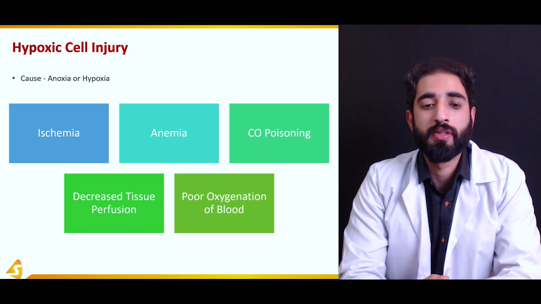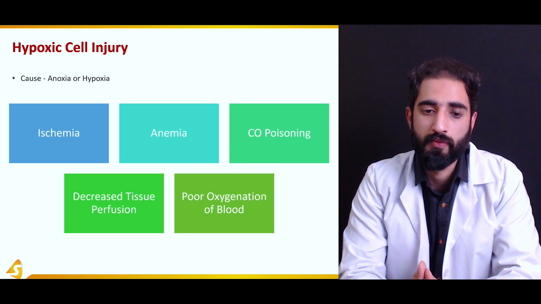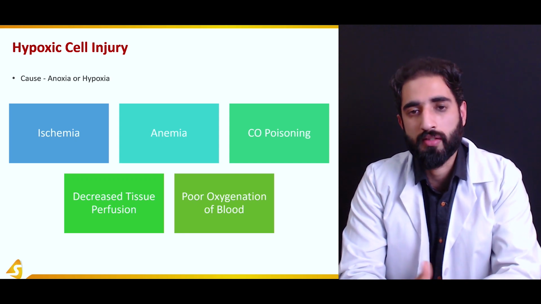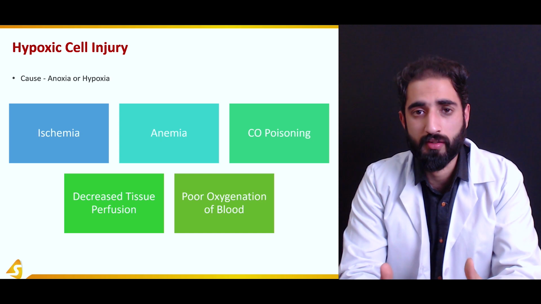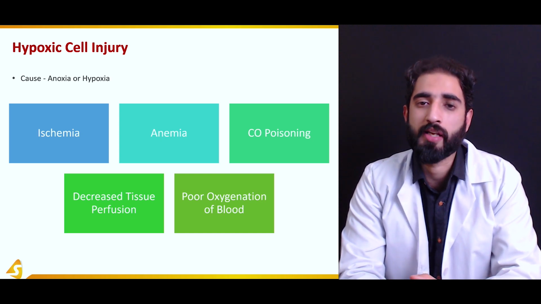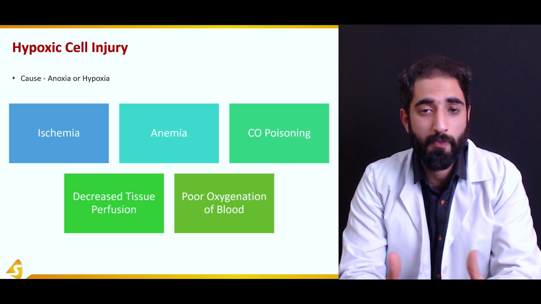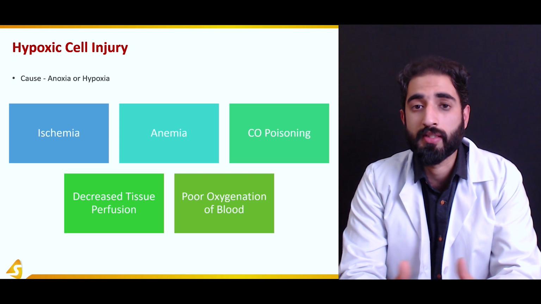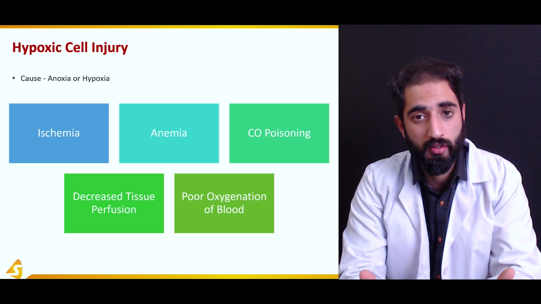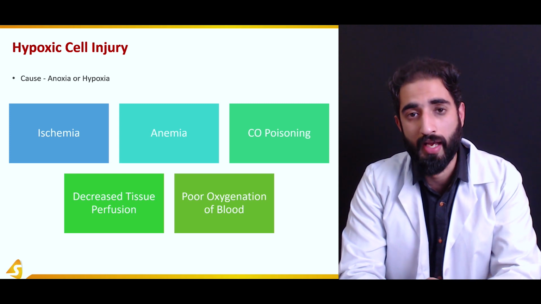So let's start off with hypoxic cell injury. What is hypoxic cell injury? The cause is anoxia or hypoxia. Anoxia is the absence of oxygen, and hypoxia is the diminished supply of oxygen, because oxygen is very important for different processes like oxidative phosphorylation, which requires oxygen to produce energy and ATP.